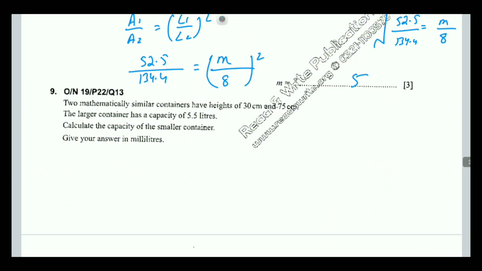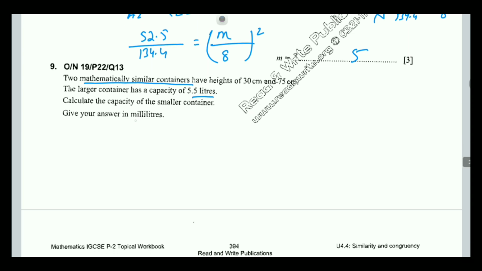Next, question number 9. Mathematically similar containers. So it is a similar shapes question. Again this is a question of volume. Liters is volume, and give your answer in the form of milliliters. So here unit conversion is also used, so you should memorize that topic as well. So let's start. The larger container has the capacity of 5.5. We have to calculate the capacity of the smaller. So if x is the smaller, and the largest capacity volume is 5.5, the smaller container's volume we have to find.